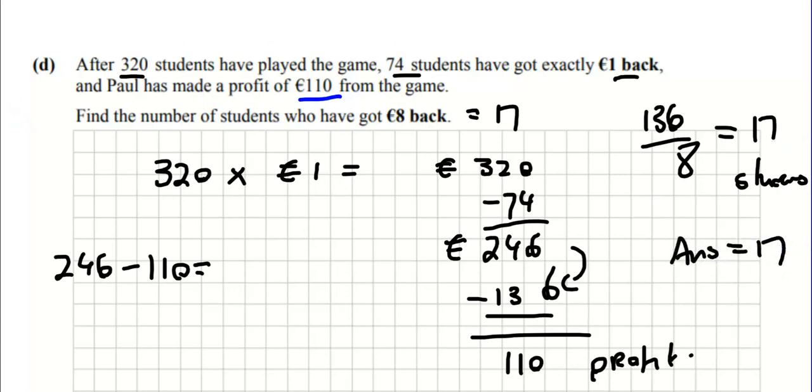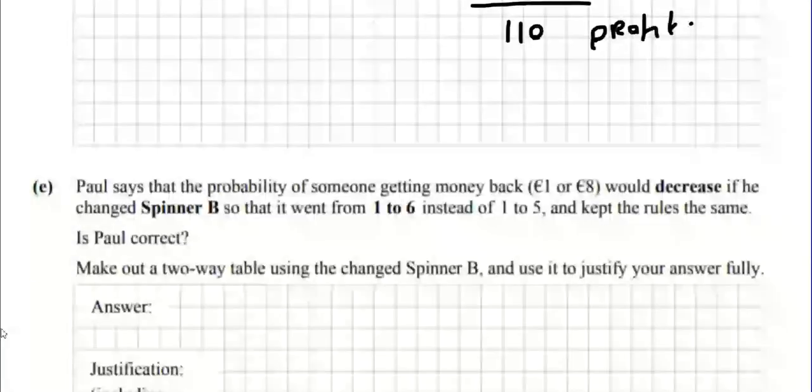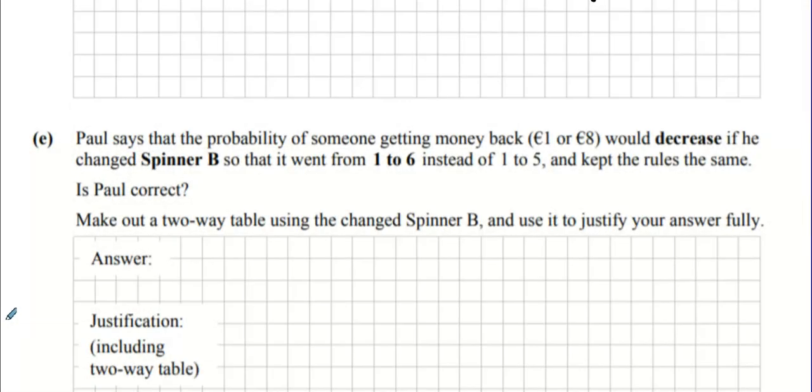Okay, next one. E. Paul says the probability of someone getting money back, €1 or €8, would decrease if you change spinner B so that it went from 1 to 6 instead of 1 to 5 and kept the rules the same. Is Paul correct? Make a two-way table and justify your answers.